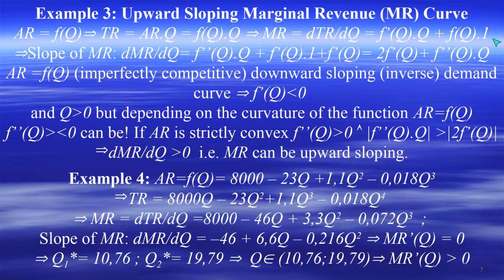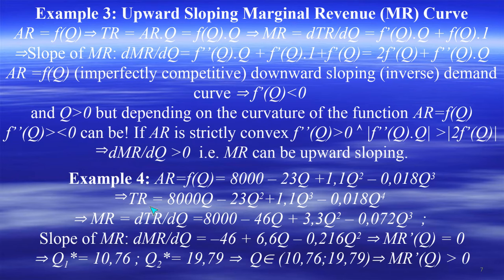But if F double prime Q is positive and Q is positive, their product will be positive. And if the absolute value of this part, F double prime Q times Q, is greater than the absolute value of 2F prime Q, which is negative anyway, then we can have this sum as positive, you see. Then the slope of the marginal derivative, the derivative of the marginal derivative, at this region would be greater than zero. The marginal derivative can be upward sloping, you see.